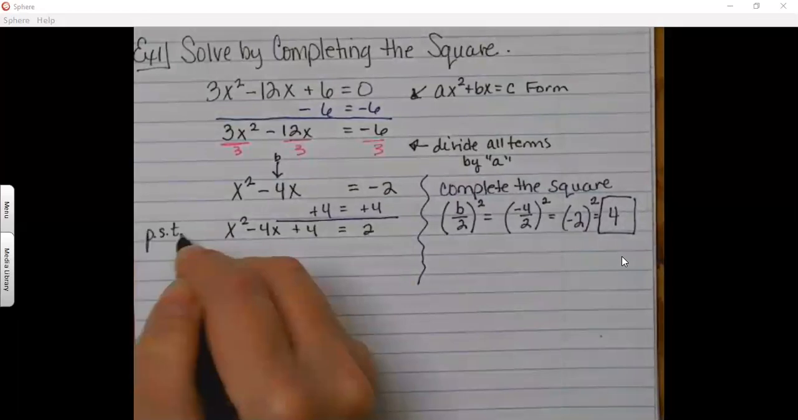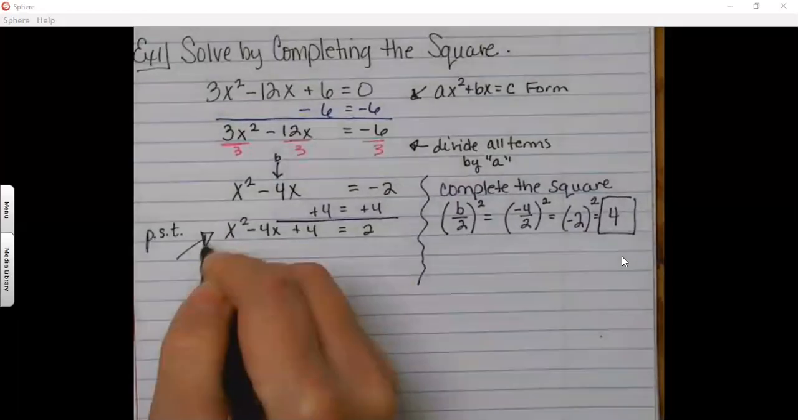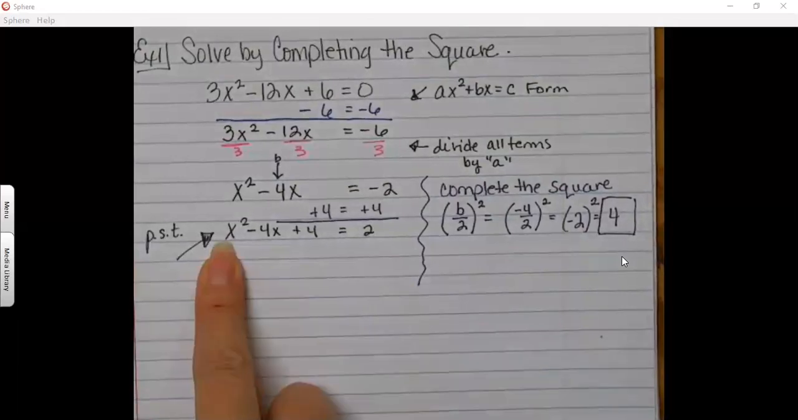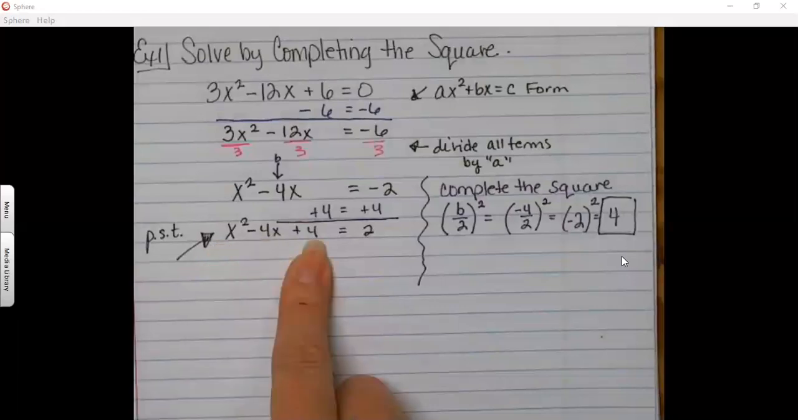So again, let me show you. A perfect square trinomial is a trinomial, it has 3 terms. Your first term is a perfect square, right? What's the square root of x squared? X, because x times x is x squared. Your last term, the 4, is a perfect square. What's the square root of 4? 2. And your last term has to be positive to be a perfect square trinomial.